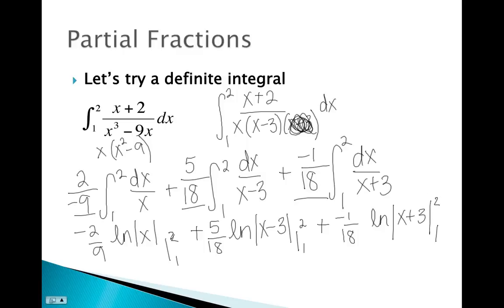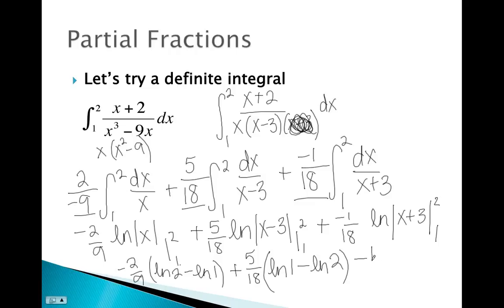Now, oh my goodness, I have to plug in my limits of integration. Negative 2/9 natural log of 2 minus natural log of 1, plus 5/18 natural log of 2 minus 3 is negative 1, but it's an absolute value, so that's going to be a 1, minus natural log of 1 minus 3 is negative 2, but it's an absolute value, so that's going to be positive 2, minus 1/18 times the natural log of 5 minus the natural log of 4.